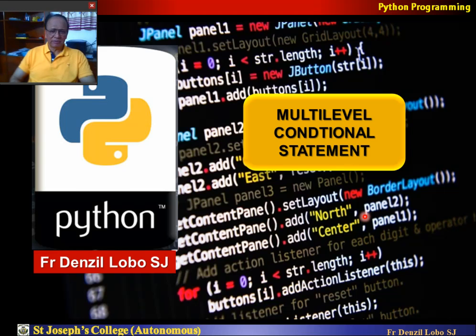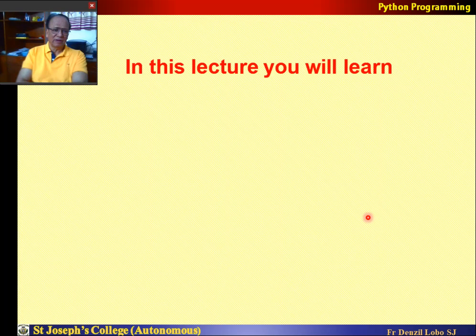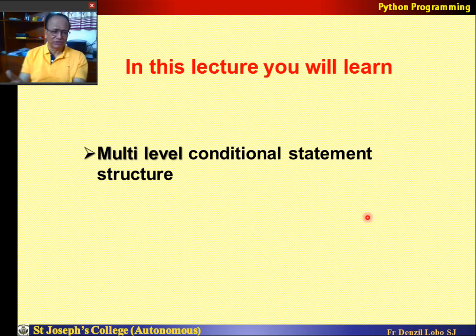Python programming, multi-level conditional statement. Remember, in the last lesson we dealt with a simple conditional statement: if else, that is, if this is true, do this, else do that. That is the either-or option. Now, it is not only either-or with two options; maybe there are more than two options. So this is called the multi-level conditional statement.